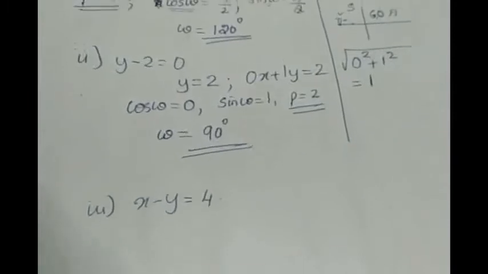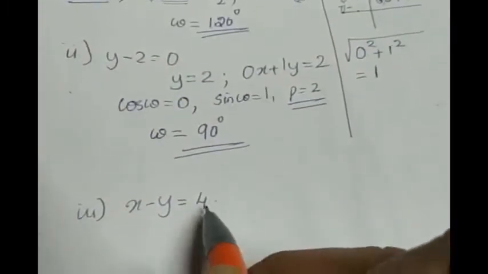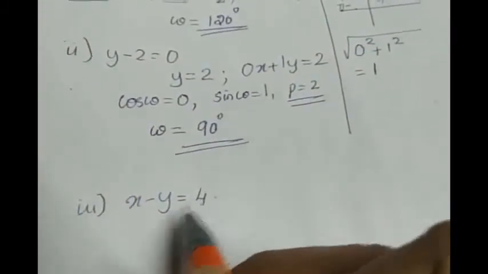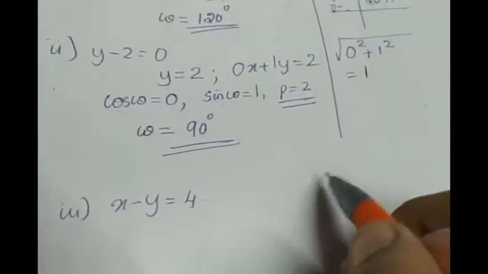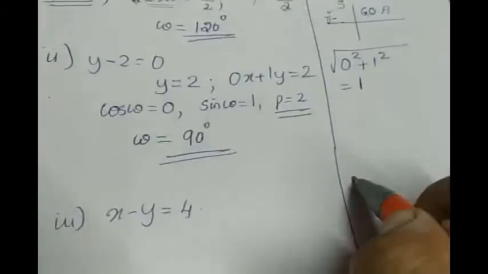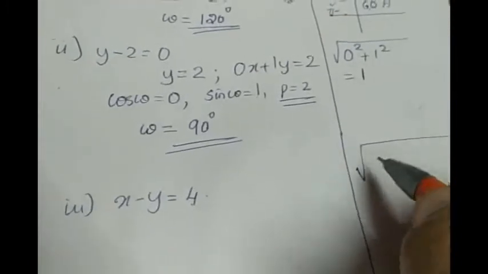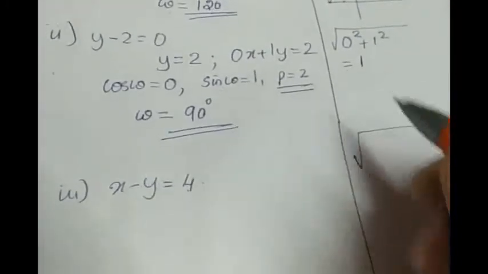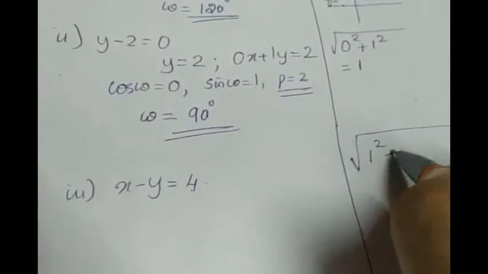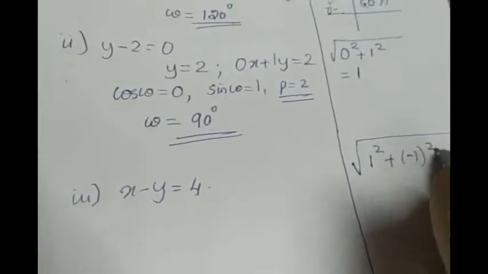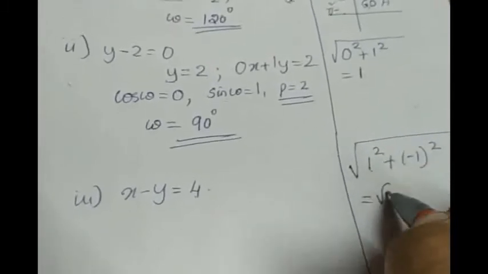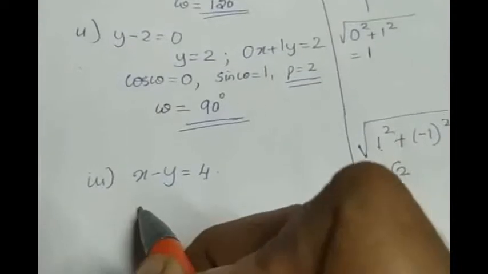Moving to the third question, x minus y is equal to 4. Here the constant term is already positive, so no need to change it. Next, we have to take the square root of the sum of the squares of the coefficients of x and y. The coefficient of x is 1 squared plus the coefficient of y is minus 1 squared. 1 squared is 1, minus 1 squared is 1, so we are getting root 2. So divide throughout the equation by root 2.